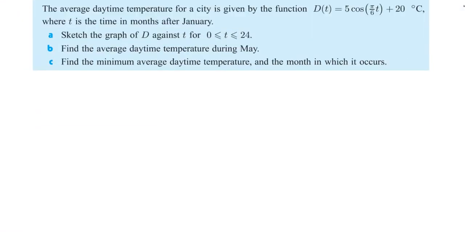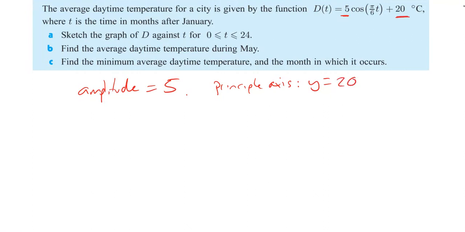The average daytime temperature for a city is given by a given function where T is the time in months after January. Sketch the graph for D against T for 0 to 24. Okay, well, what can we find out straight away? Well, we can see clearly with the 5 being there that the amplitude, that's the size of the wave, is 5. We can also see that the principal axis, that is the axis which we rotate around, is going to be at y equals 20 because we have a 20 there.